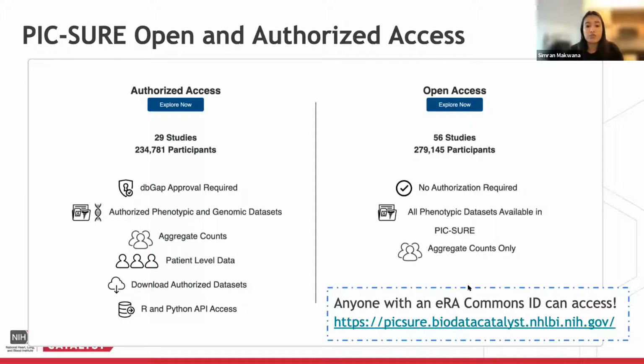For those of you who do have access to data with dbGaP approval, PIC-SURE Authorized Access is available and provides users with access to all variables. So this is clinical and genomic variables at the participant level. Next slide, please.